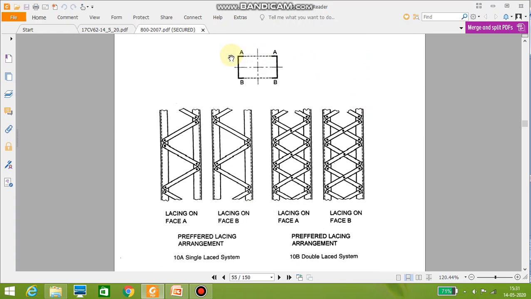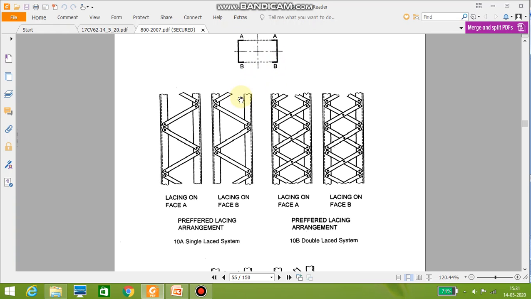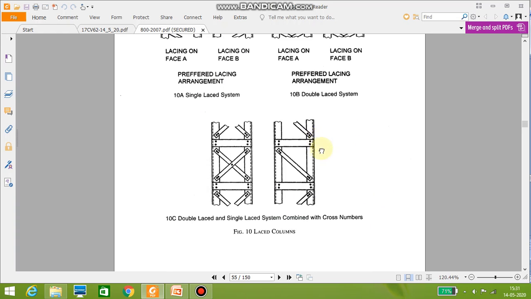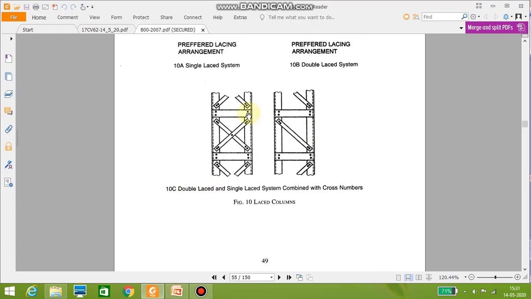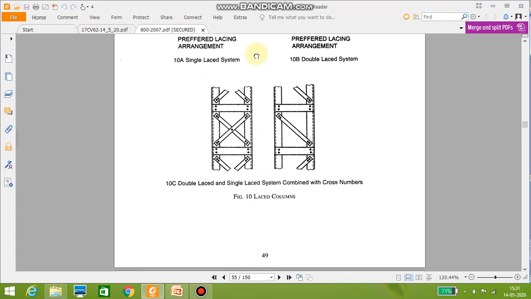Here a built-up column AB is shown, and about the AA face and BB face the laced systems are provided. This Figure 10A shows a single lacing system, Figure 10B shows a double lacing system, and Figure 10C shows a double laced and a single laced system with the cross members. These are called cross members.